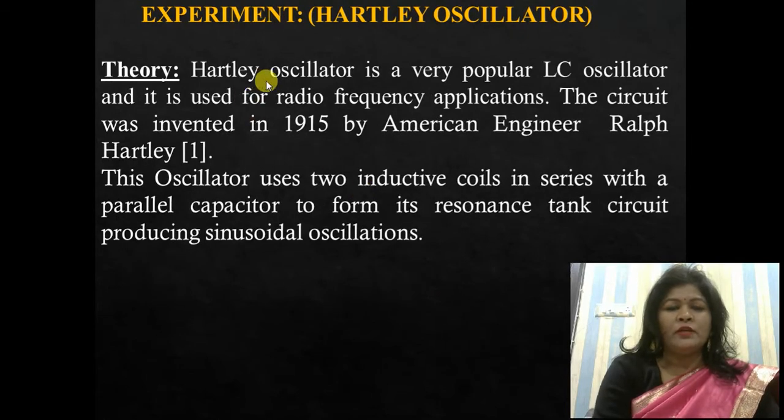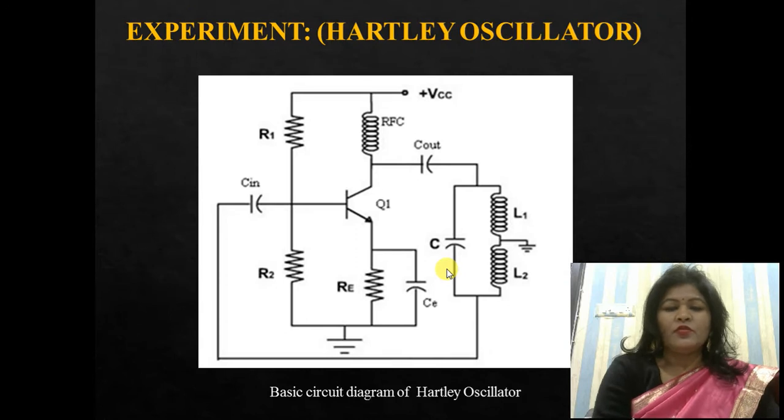The basic theory: this Hartley oscillator, as you know, is the most popular local oscillator, and it is used for radio receiver or radio frequency applications. The circuit was invented in 1915 by American engineer Ralph Hartley. This oscillator uses two inductive coils in series with a parallel capacitor to form its resonance circuit, the tank circuit, producing sinusoidal oscillation. So this is the basic circuit diagram of the Hartley oscillator.